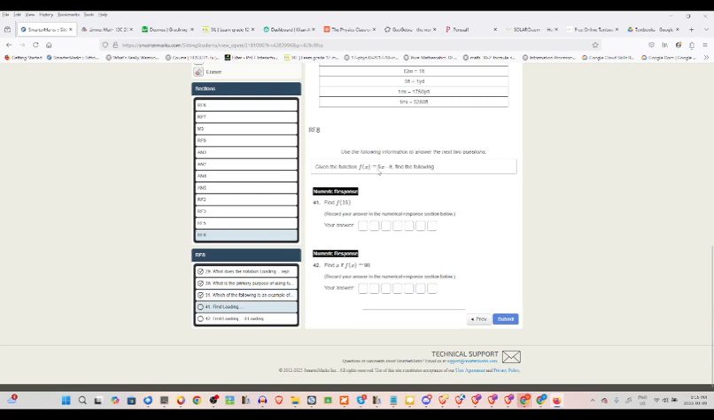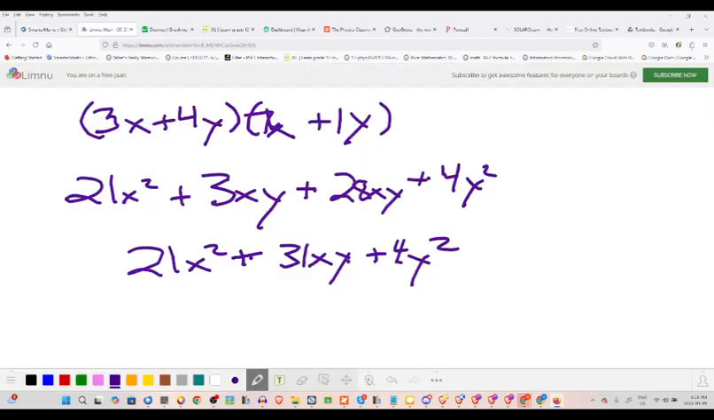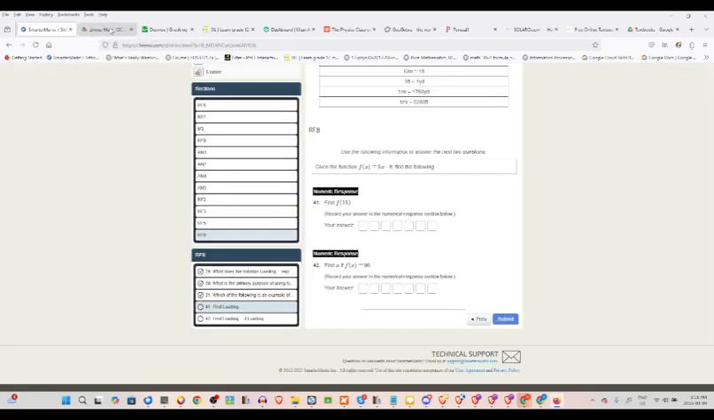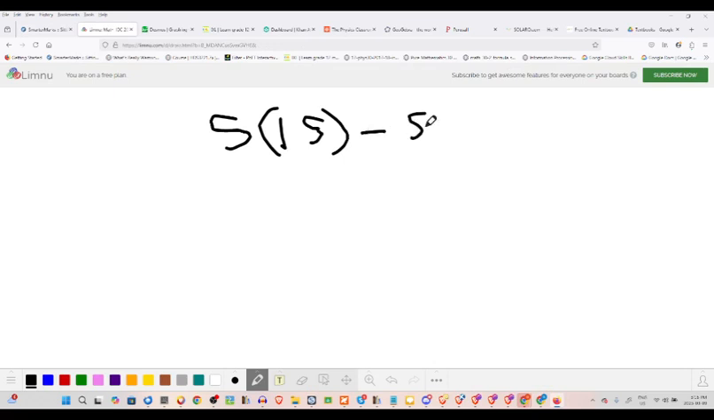Now, given this function, find f of 15. That's where we substitute 15 where the x is. So this is 5 times 15 minus 8. 75 minus 8 is 67.